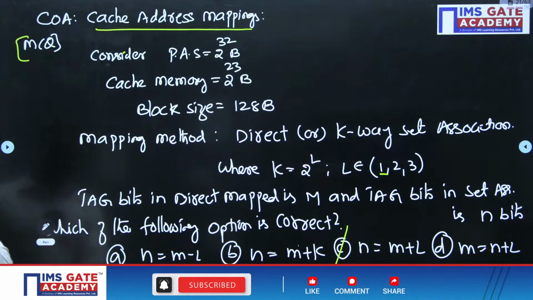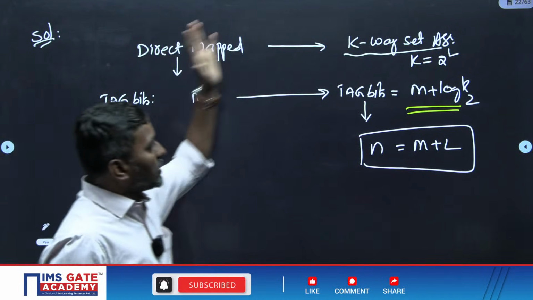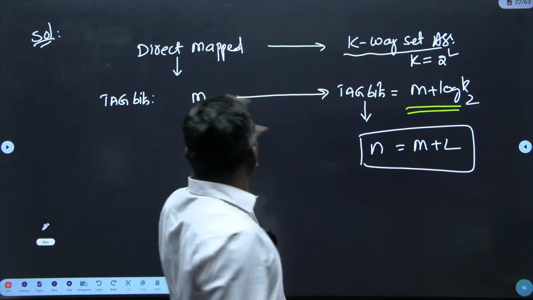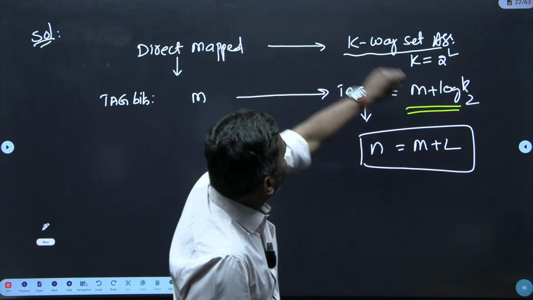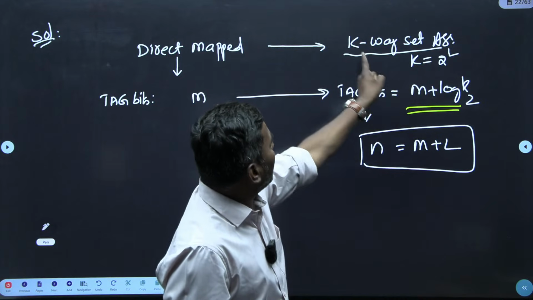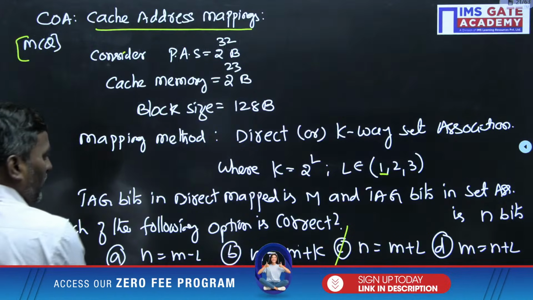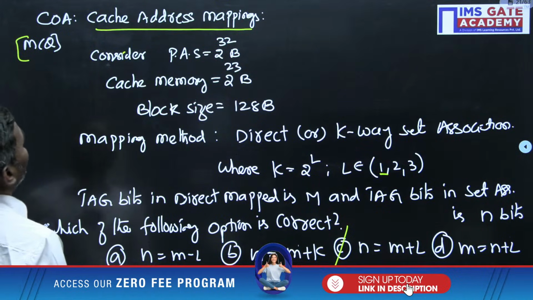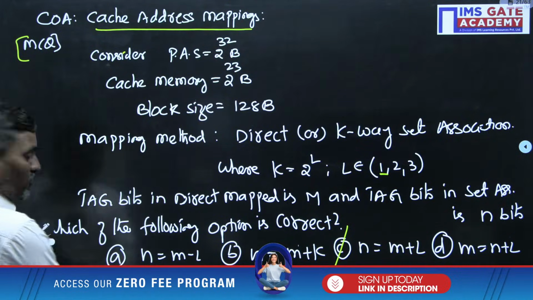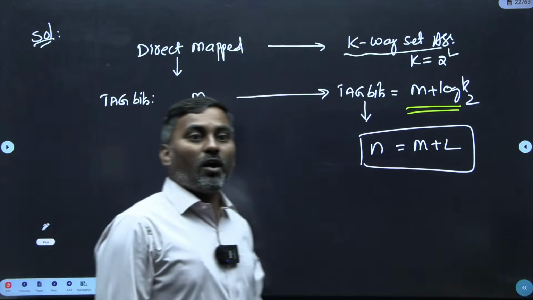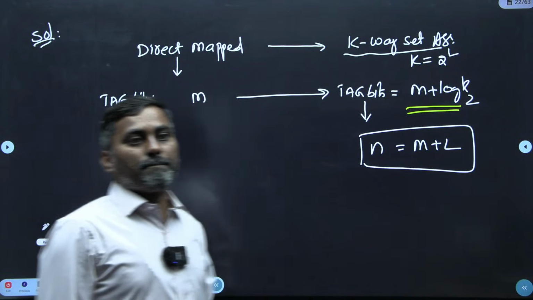Simple thing to understand: whenever you express direct mapped as 2-way set associative, the tag bits plus log of that set I have to take. So log of the k-way set associativity, which is mentioned here as L. With this one only we can answer. M plus L is the right answer for this question. I hope this is clear, everyone. Comment if all of you marked the same answer, M plus L.